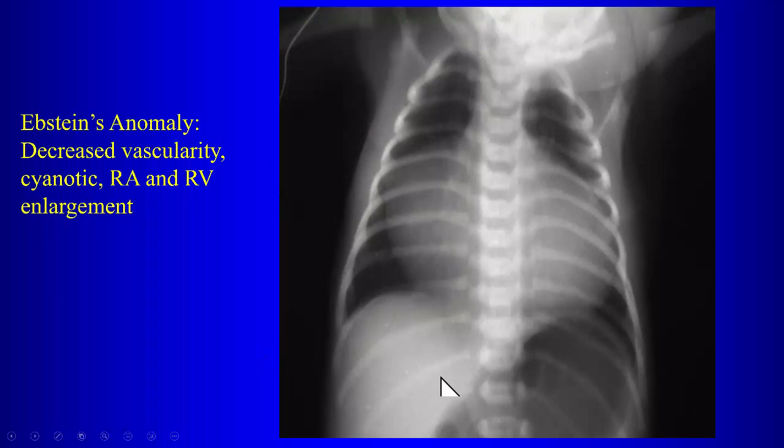So the plain film appearance of Epstein's: decreased pulmonary vascularity, marked enlargement of the heart, especially the right atrium. This particular configuration, this appearance is called what? There's a term for this.